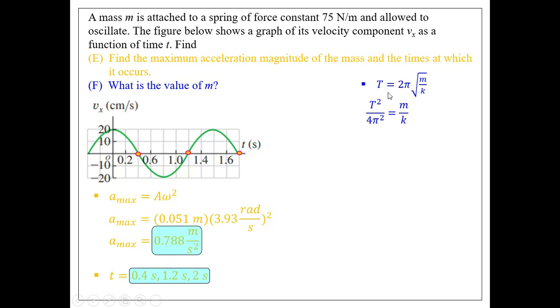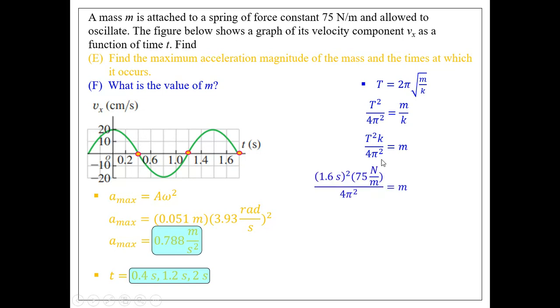So T squared equals 4 pi squared times m over k. Then I just want to move that term to the left side by dividing both sides, and the only thing left on the right side is m over k. Keep in mind, squaring cancels out the radical sign. I don't have m by itself yet, so I need to multiply both sides by k. So it'll be T squared times k divided by 4 pi squared.